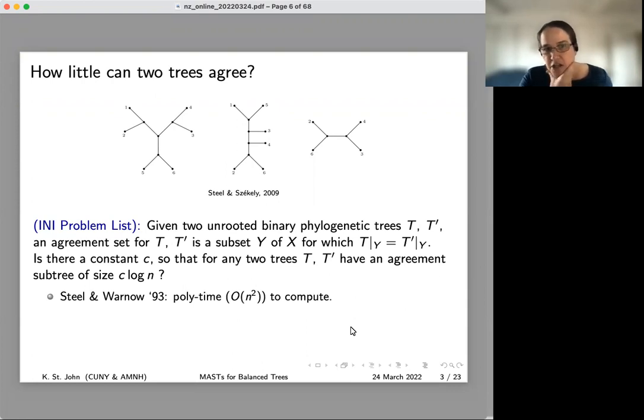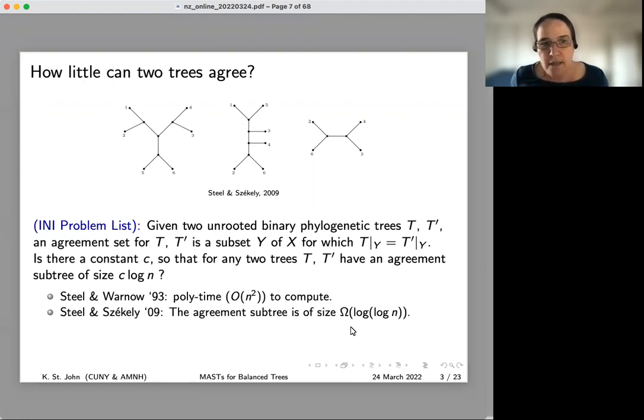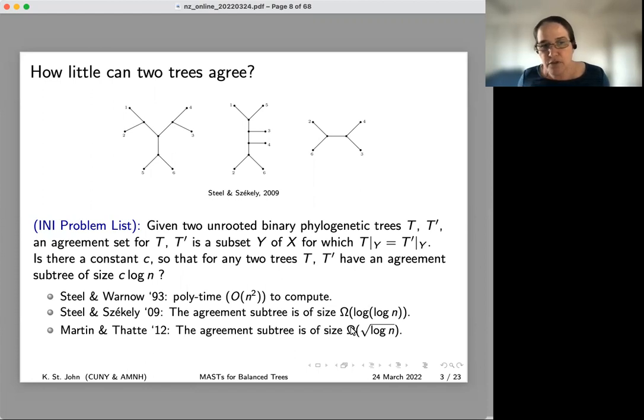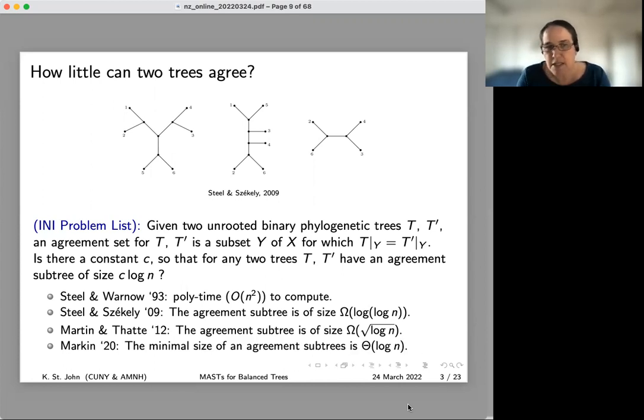I should say just to start that computing this agreement subtree can be done in order n squared time. This was Mike and Tandy in the Kaikoura tree paper. And Mike and Laszlo showed that the agreement subtree is at least log n. It was improved by Martin and that to square root of log n. And actually, it's been shown fairly recently that the minimal size of an agreement subtree is theta log n.